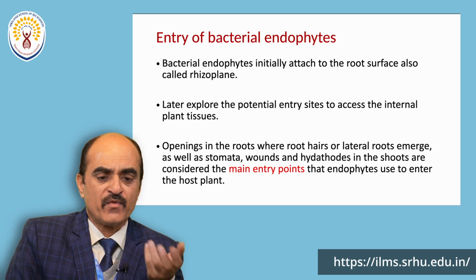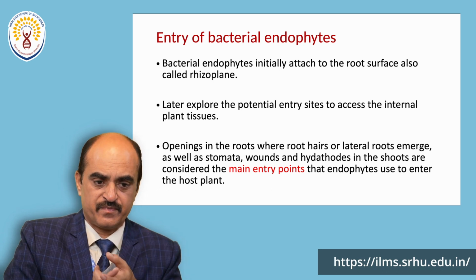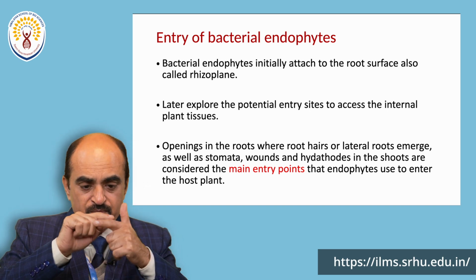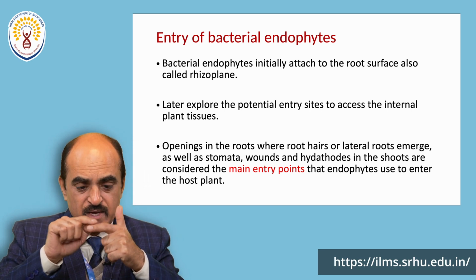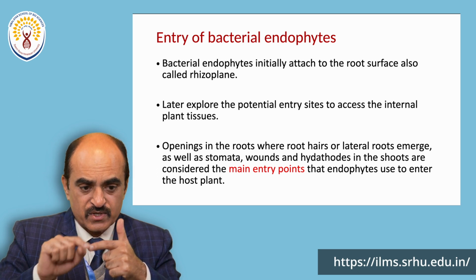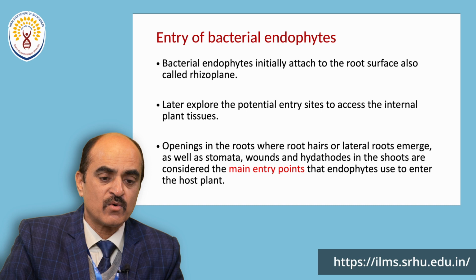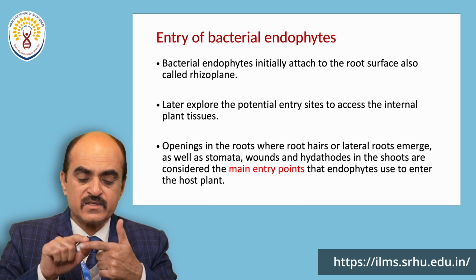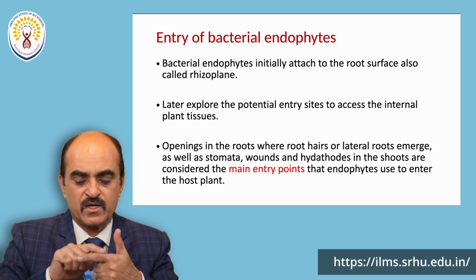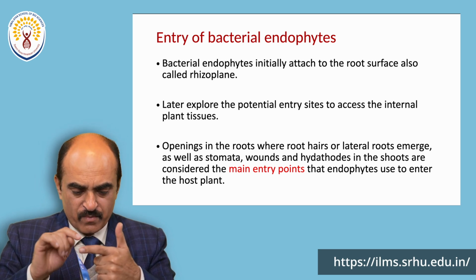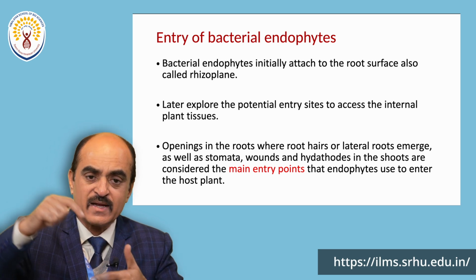So, the bacterial endophytes initially attach to the root surface. When they attach to the root surface, that portion is, as I told you before, known as the rhizoplane. The rhizoplane is the immediate contact zone on the root surface. They later explore the potential entry sites to access the internal plant tissue. Once the microorganisms attach themselves to the rhizoplane zone, then they explore from where they can make their entry inside the plant.